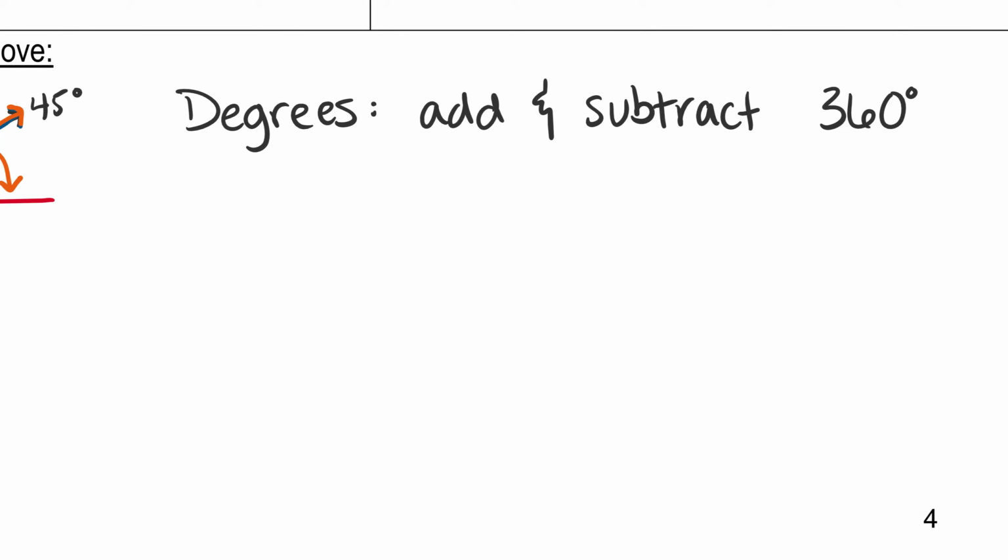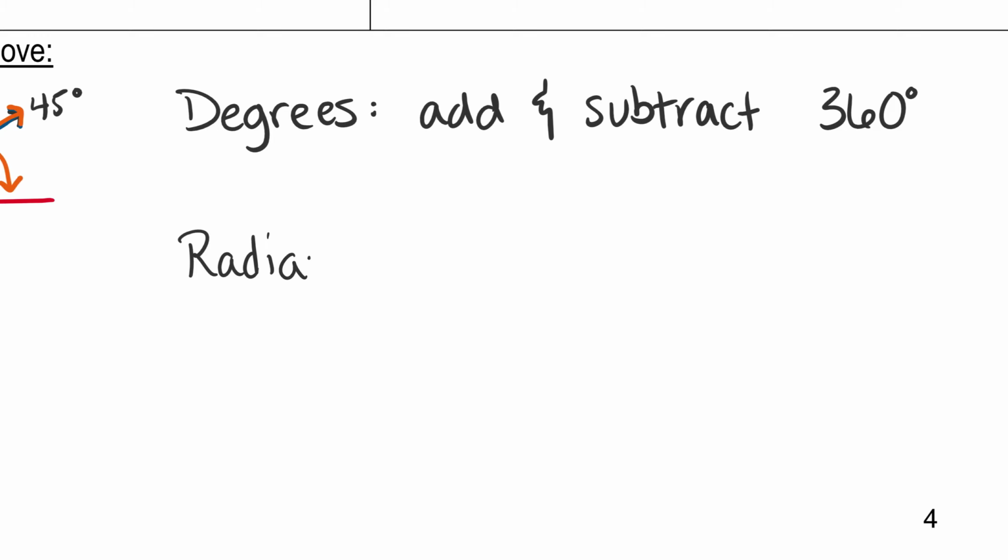Now, depending on where you start, you may have to add twice or subtract twice to get to a negative or positive. Just depends on where you are. But essentially, you're just going to add and subtract 360 degrees until you get to a different measure, one that's positive, one that's negative.